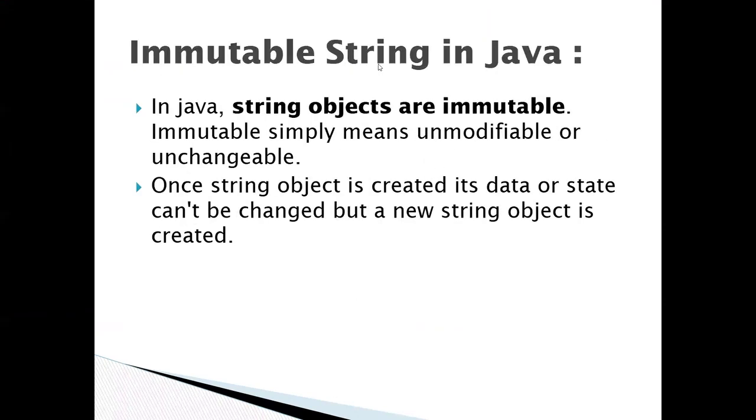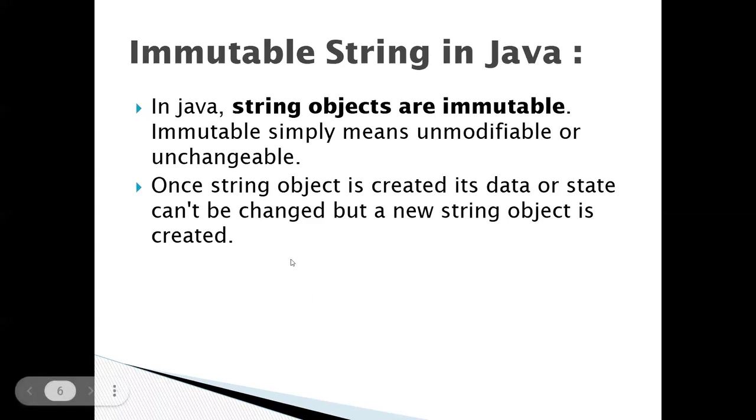See, immutable strings in Java. In Java, string objects are immutable. Immutable simply means unmodifiable or unchangeable. Once a Java object is created, the data or state can't be changed, but a new object is created. So this is the concept of immutable.